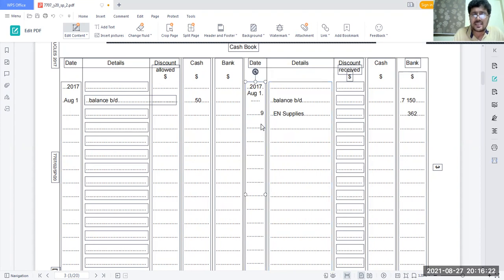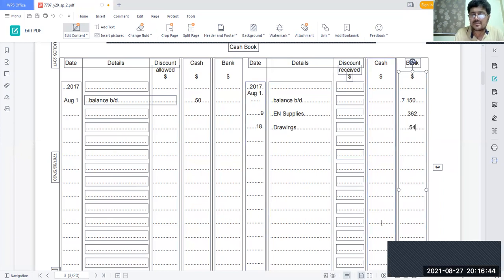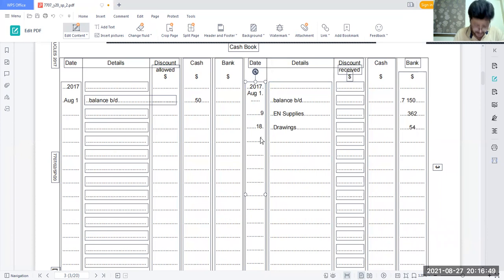Done. Okay. Now paid $54 by check for fuel of private motors. So that is going to drawings. Date 18. Using drawings. Amount is $54. Now, next, received check from Mariam to settle her debt of 520, less 2.5% cash discount.